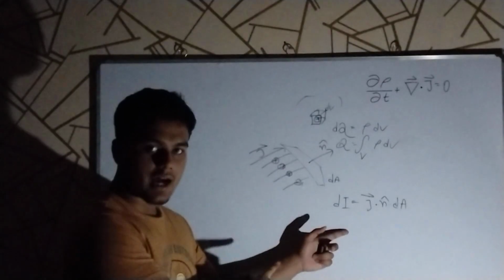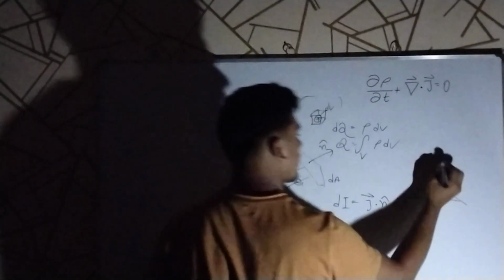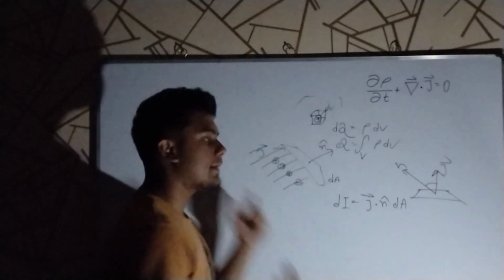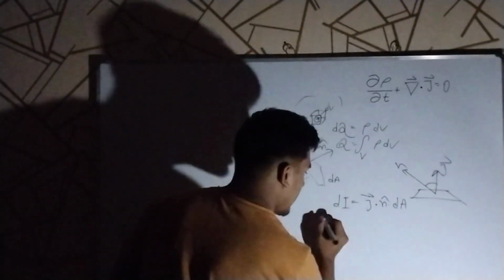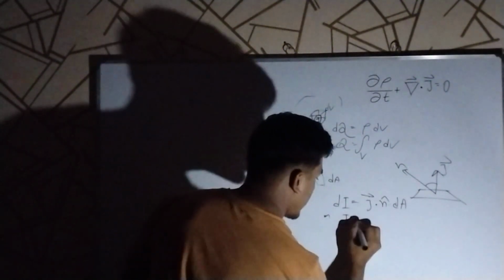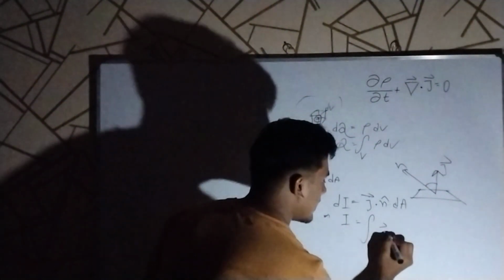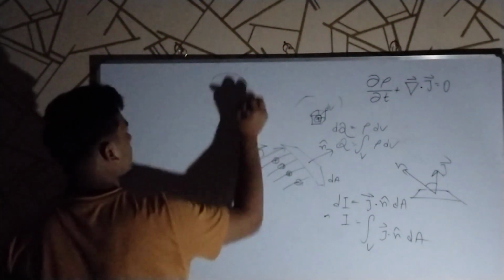And why do we do the dot product, you may ask? Because we want to pick out the component of the current that gets passed through. So we use the dot product to get the component like that. And for a larger surface, we just integrate both sides, so I is equal to the integral of J dotted with the normal vector n times dA. Second part is done. Now we can go to deriving.